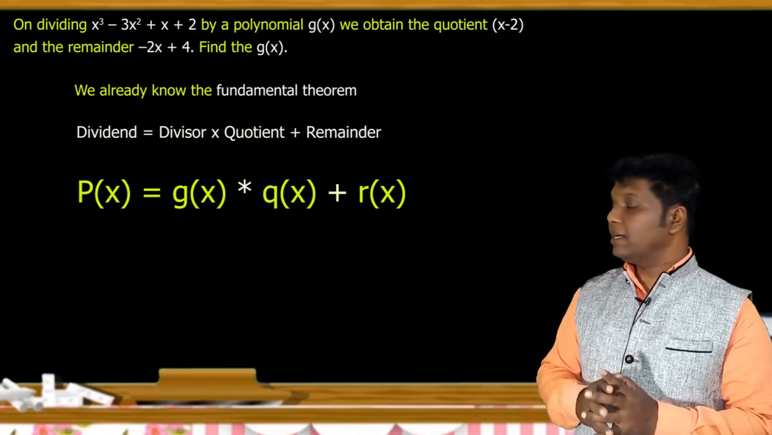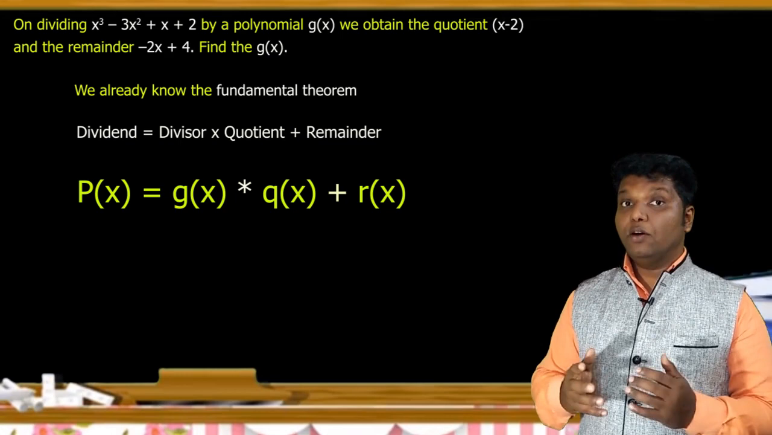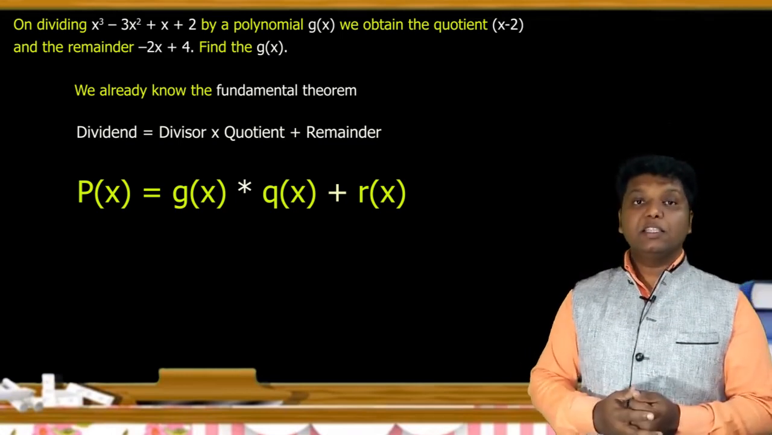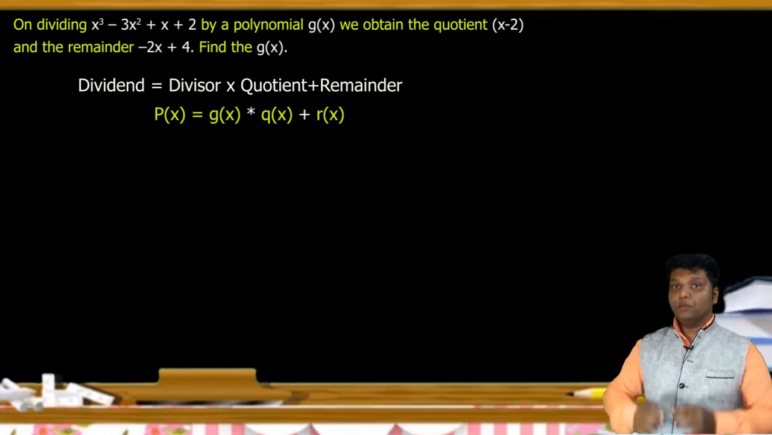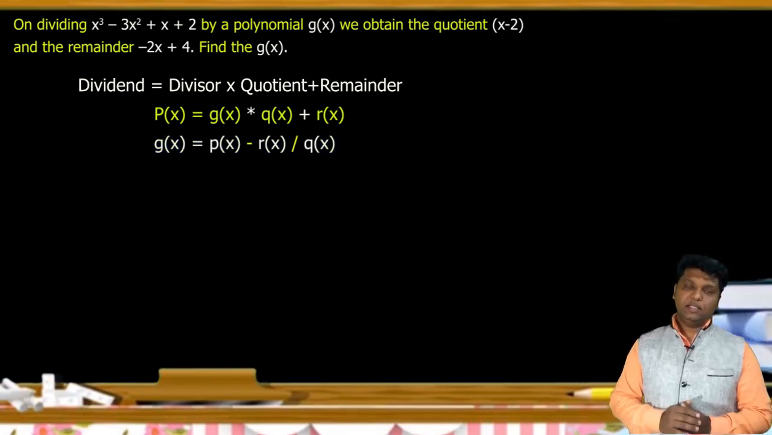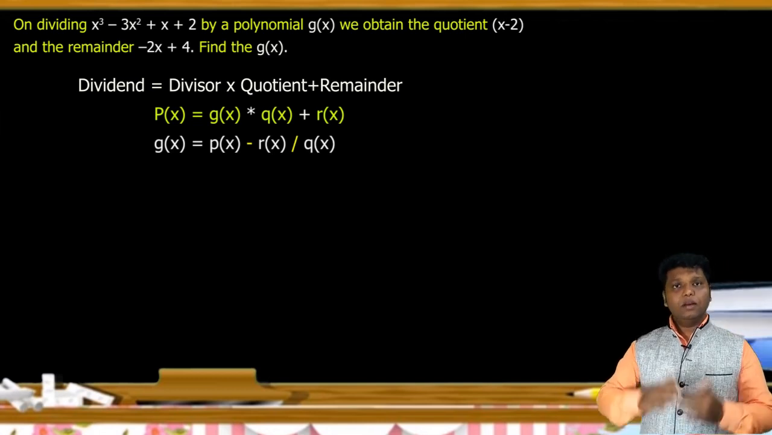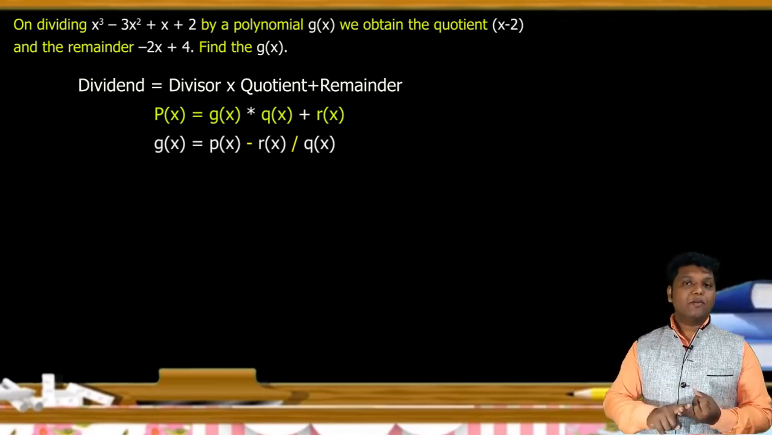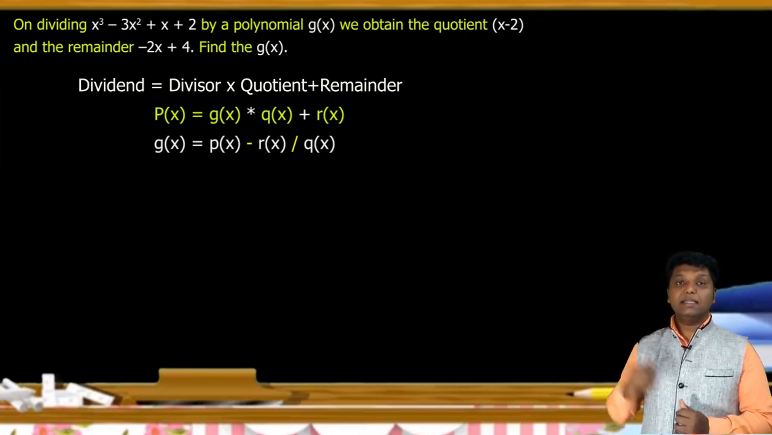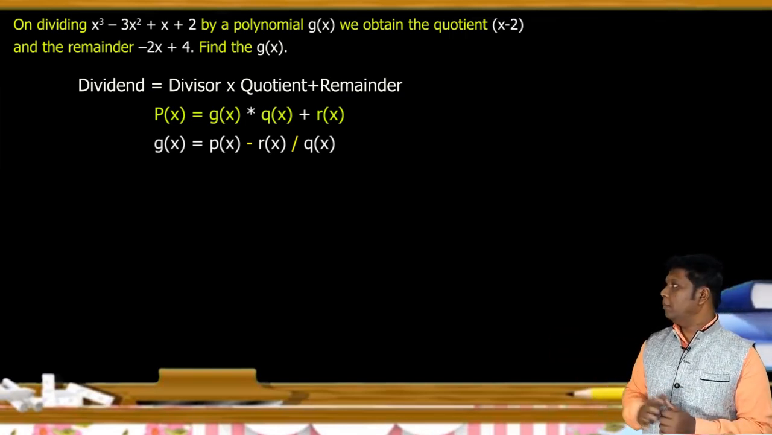So from this equation, let us find the value of g of x, because we need g of x, right? So let us bring back g of x is equal to, what will it become? G of x is equal to p of x minus r of x divided by q of x. Is that clear? Now let us substitute the values for p of x, r of x and q of x. So what is p of x? It is the cubic polynomial. Just write the cubic polynomial there itself.